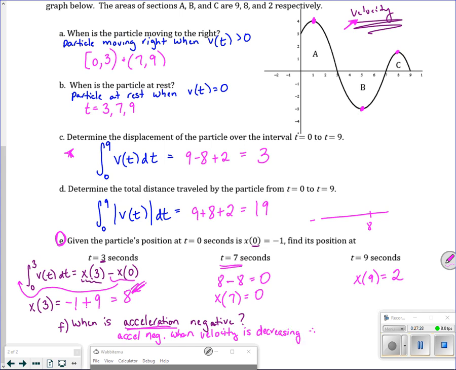So where is velocity decreasing? From 1 to 5 and from 8 to 9. Oh, what a good question. Okay, so there is the accumulation of change.